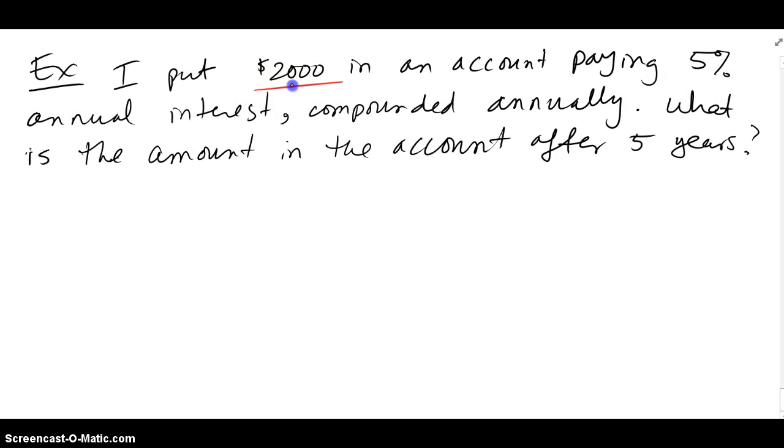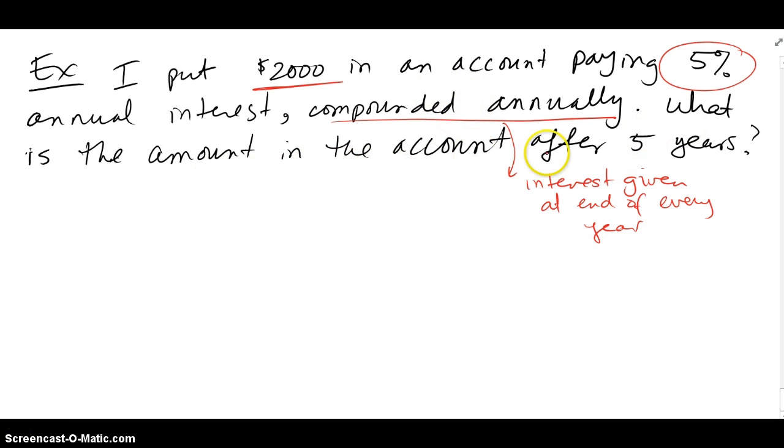I put $2,000 in an account paying 5% annual interest compounded annually. This means at the end of every year you get interest. What is the amount in the account after 5 years? This is compounded annually, and the interest is given to us in annual terms.